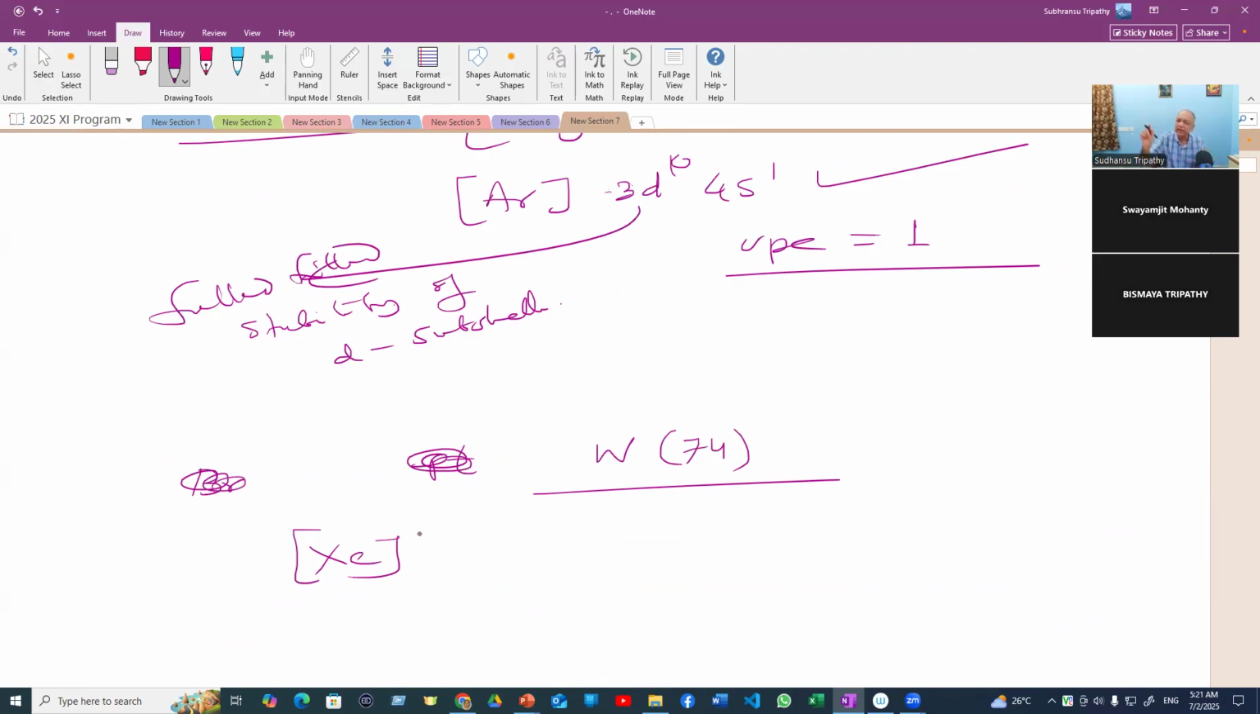4s2, then 3d10, then 4p6, then 5s2, then 4d10, then comes 5p6, and that is xenon. The fifth period ends with xenon.